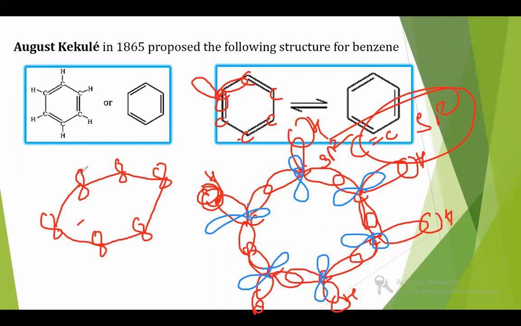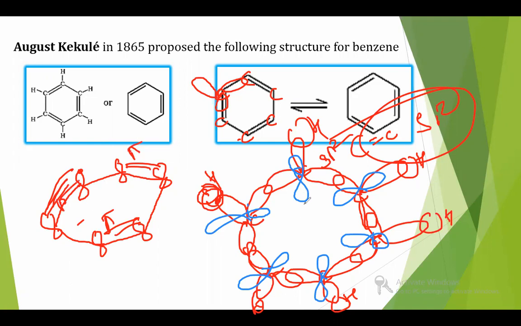Here above there will be an electron cloud. So above and below there will be the double bond, with overlapping here and overlapping here. So we get the pi bond, and the pi bond is formed from the unhybridized p orbitals.